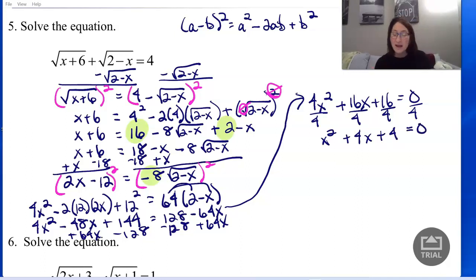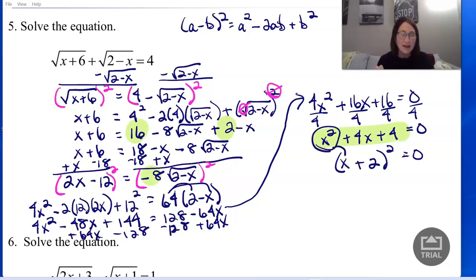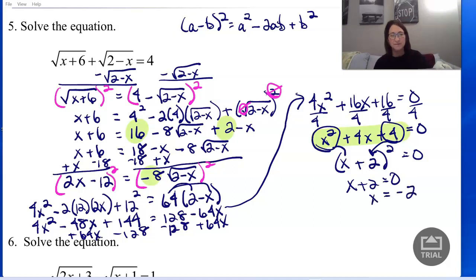Okay, so now this loveliness is a perfect square trinomial. So I can bring that to a binomial squared. It's going to be x plus 2. How do I know that? I can just take the square root of x squared, which is x, the square root of 4, which is 2, multiply 2 times x, and double it, gets me back to that 4x. If I set that equal to 0 and solve, x is equal to -2.